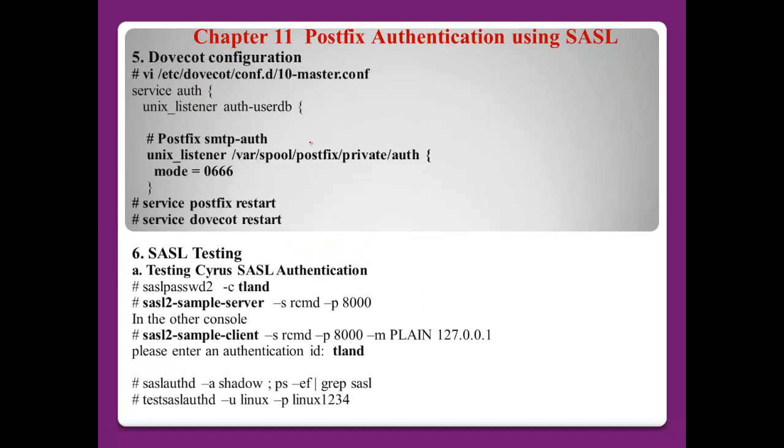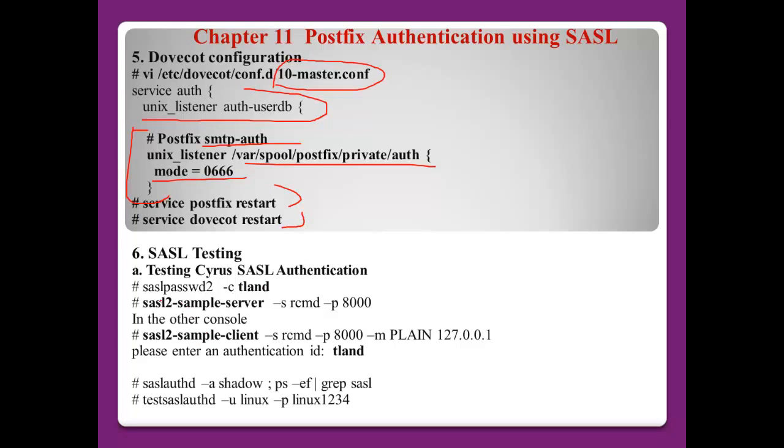And for Dovecot, if we want to configure it for SASL, then normally we use this file, master.conf. So here, only the first time we configure this one. Just activate this line, postfix smtp-auth. Here, this one, private auth, and mode number 10. Okay, and after that, postfix start and dovecot start.